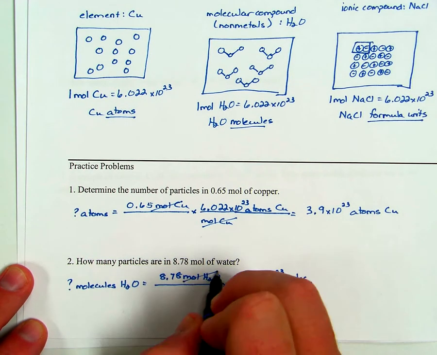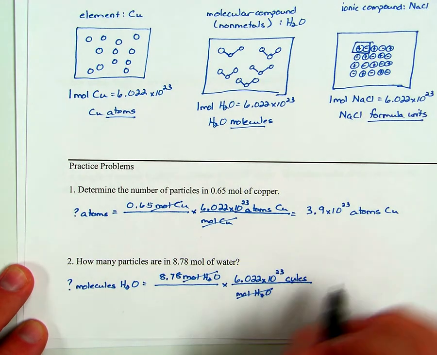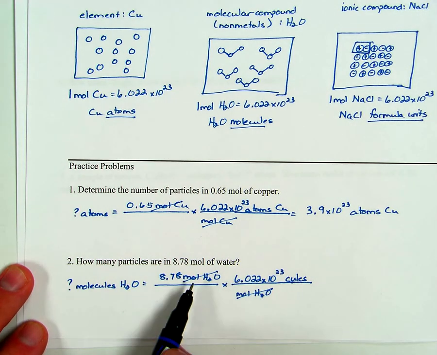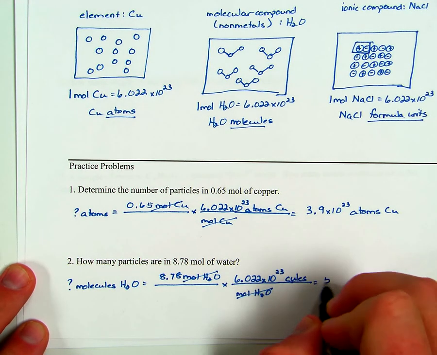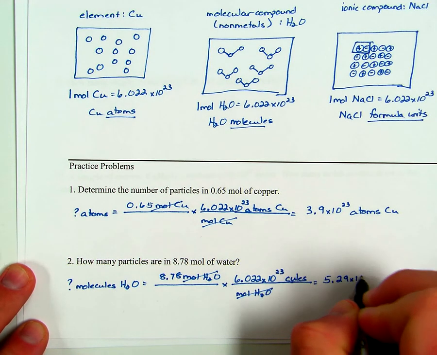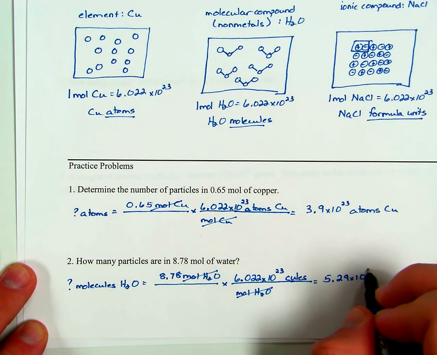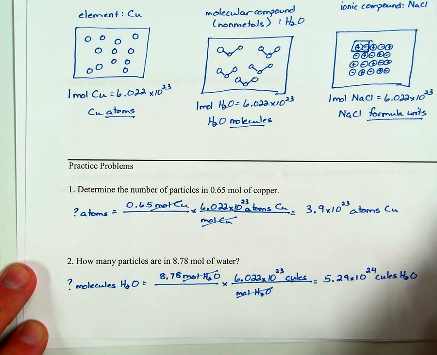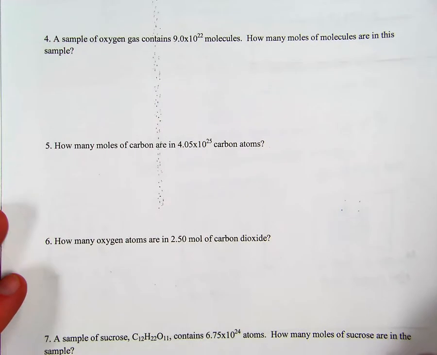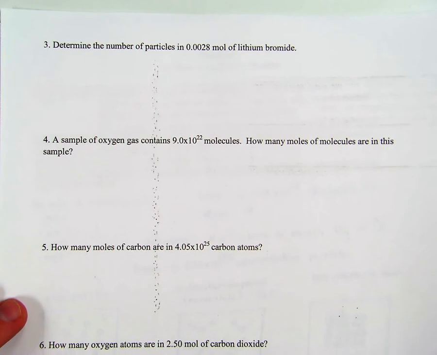And the same calculation as above. The number of moles times Avogadro's number. I believe this is going to give you 5.29 times 10 to the 24th molecules of water. Okay, number 3. Again, go ahead and read this question and try to do it on your own.